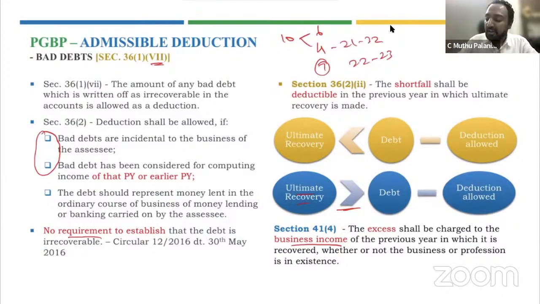In case it is short, for example, instead of 6, I am only receiving, let's say, 2. So the balance 4 will be treated as fresh bad debt, excess bad debt. So the shortfall is also bad debt. The excess recovered is an income, deemed income. So this is what is about bad debt, section 36(1)(vii).